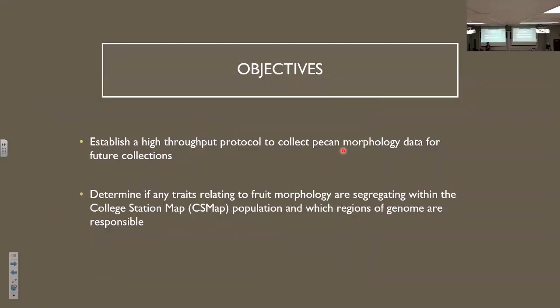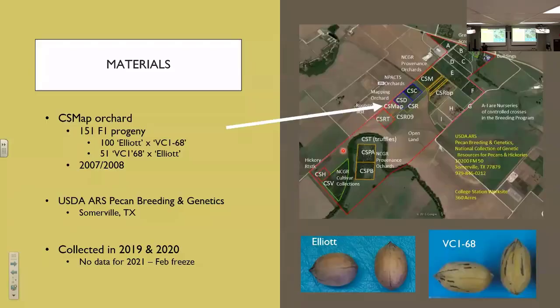So not a lot of work has really been done looking at the genetic control of morphology in pecans, and we had the opportunity to get started on that, working with the USDA pecan breeding station just outside College Station here. We have a genetic mapping population that's just now coming into sexual maturity within the last few years. We wanted to set up a protocol to quickly screen those for morphology data and see if any traits are segregating pertaining to morphology within this population, and which regions of the genome are responsible.